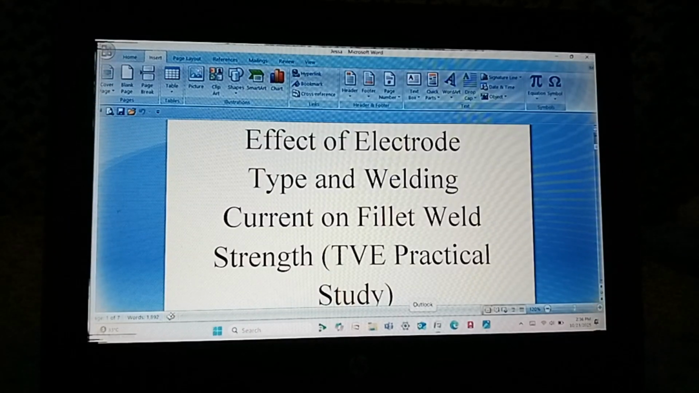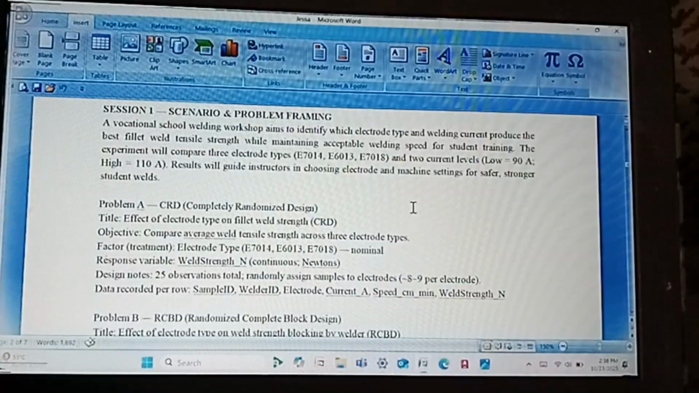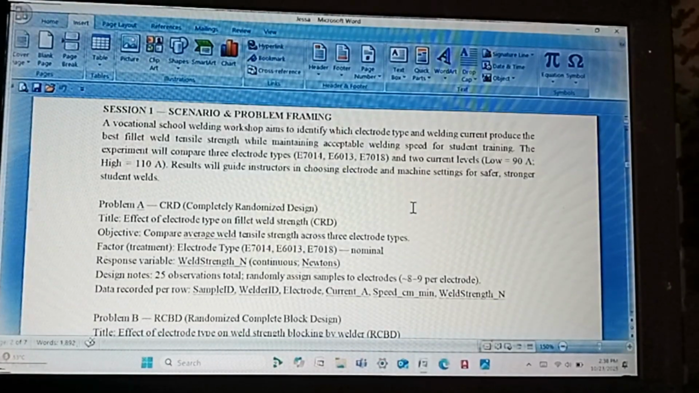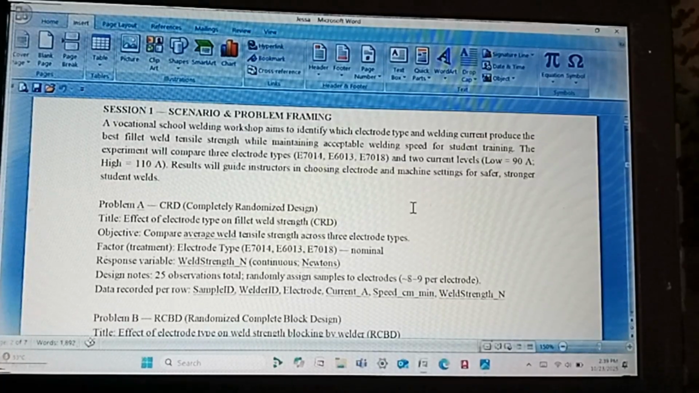Good day everyone. Our project is about the effect of electrode type and welding current on fillet weld strength, a TVE practical study. Session 1. Scenario and problem framing. A vocational school welding workshop aims to identify which electrode type and welding current produce the best fillet weld tensile strength while maintaining acceptable welding speed for student training.